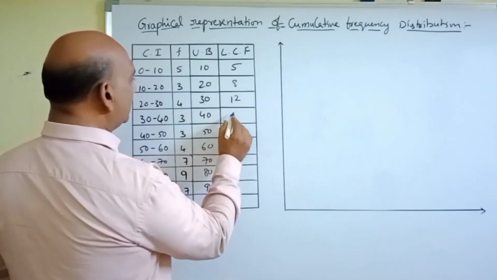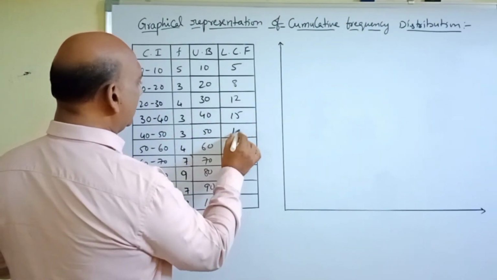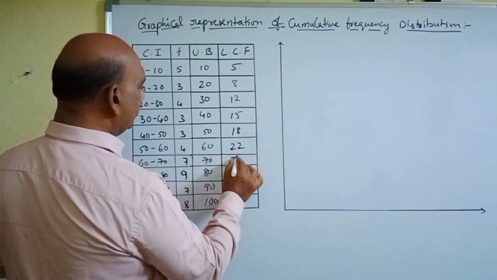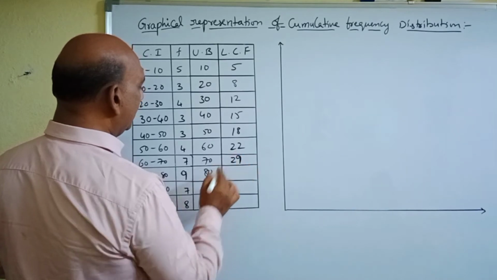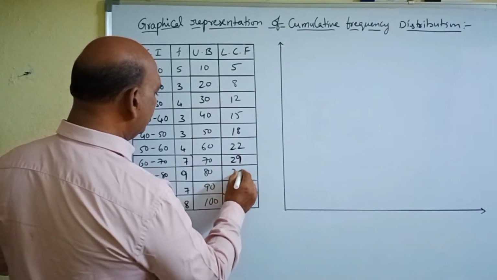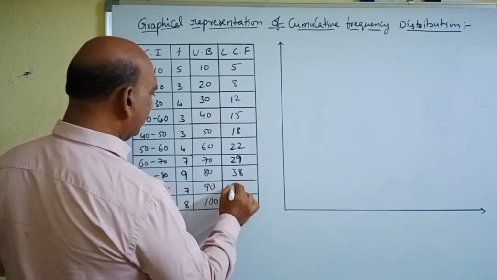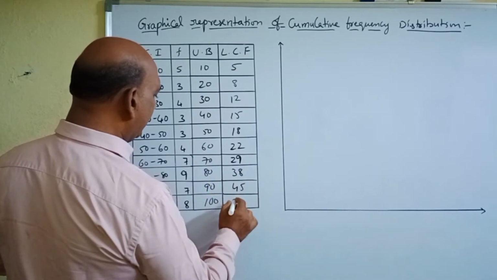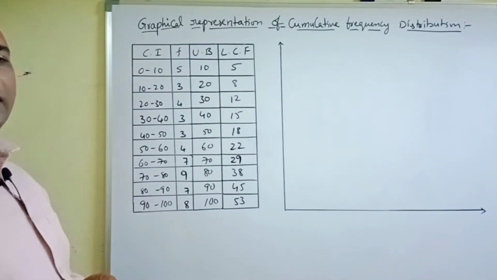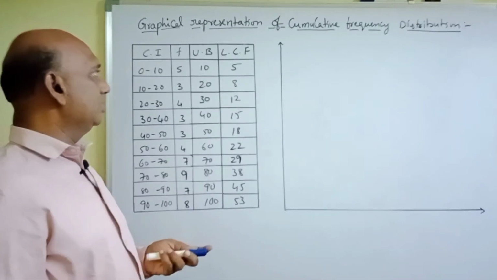That means 12 plus 3 is equal to 15, 15 plus 3 equal to 18, 18 plus 4 equal to 22, 22 plus 7 is equal to 29, 29 plus 9 equal to 38, 38 plus 7 equal to 45, 45 plus 8 is equal to 53. These are less than cumulative frequencies.